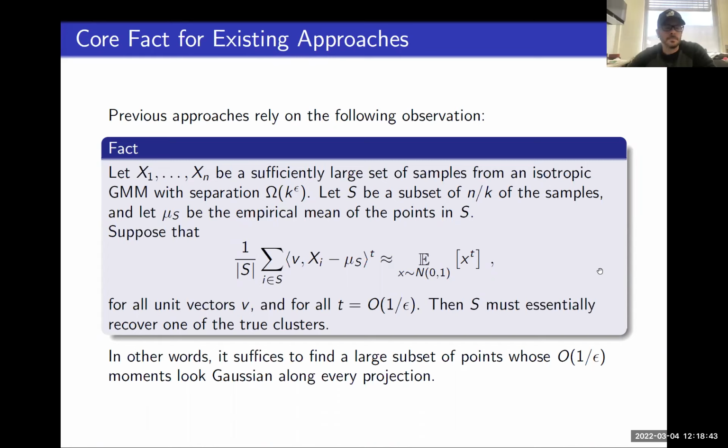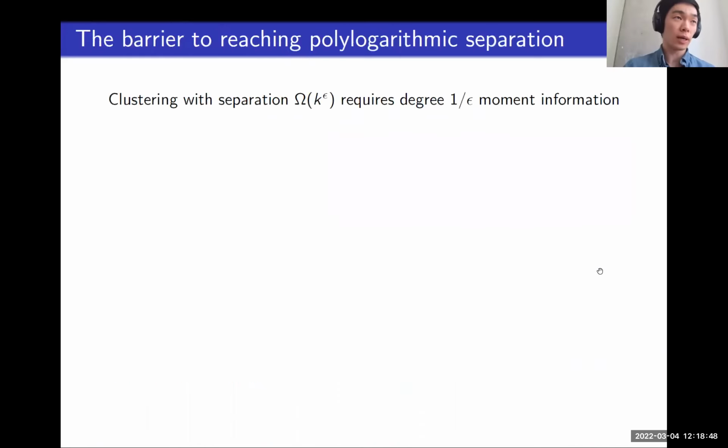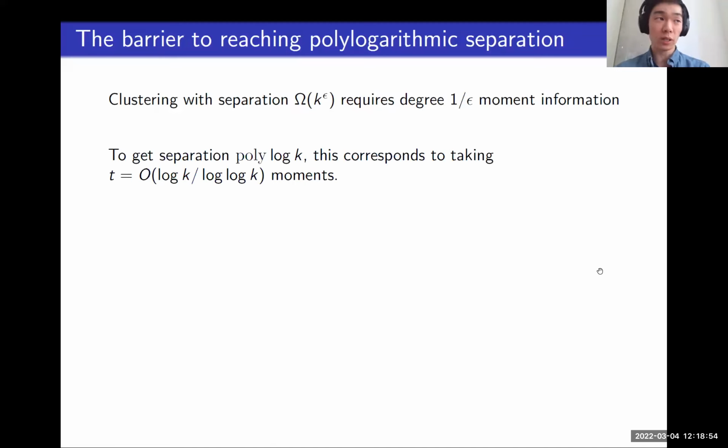Okay. So again, the key obstruction is this k to the epsilon. We need 1/epsilon moment information. So if we want to get polylog separation, this means that we need to take degree like log k, or I guess log k over log log k moments.